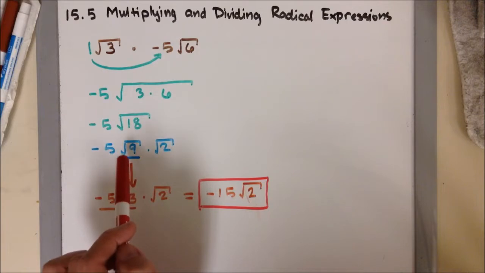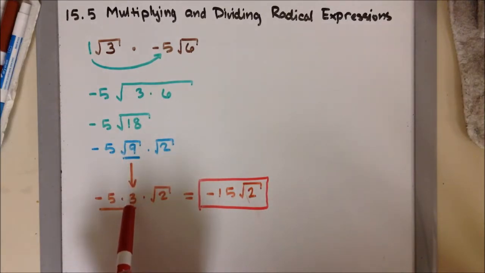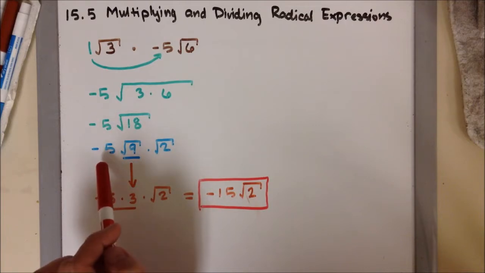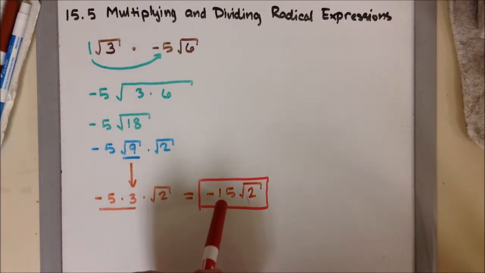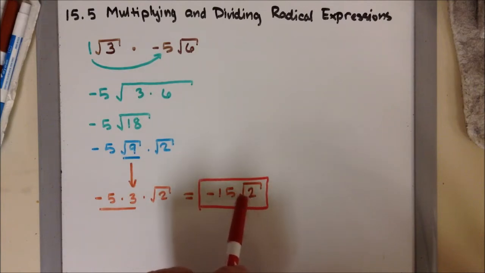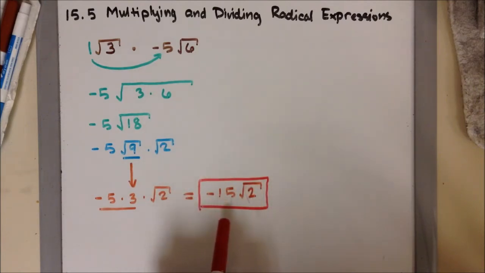From there we were able to do the square root of 9, which became 3, and that 3 multiplied with the outside number, which is negative 5. Hence that's how we got negative 15 outside the square root. And then square root of 2, you can't simplify nor do the square root of it, so we have the square root of 2 in our final answer. Hence, our final answer is negative 15 square root of 2.